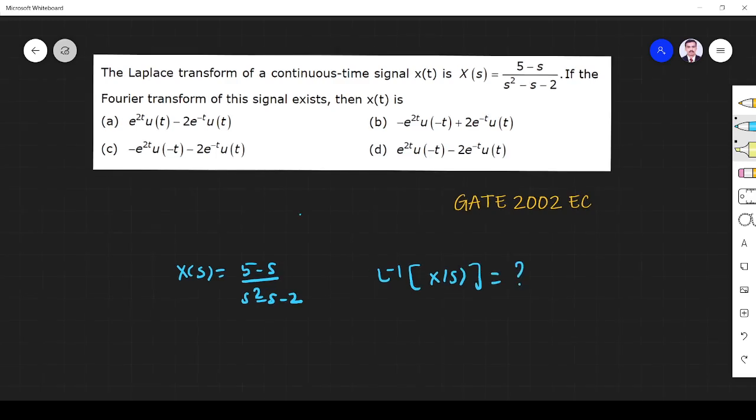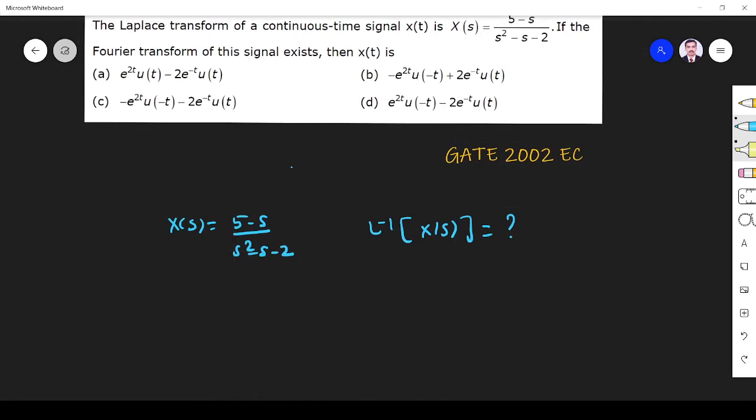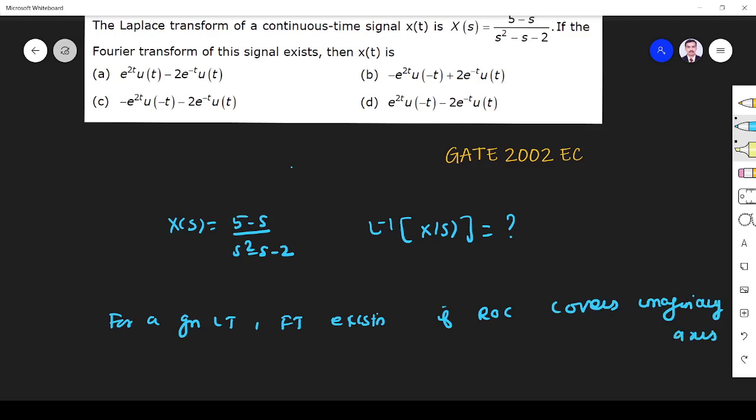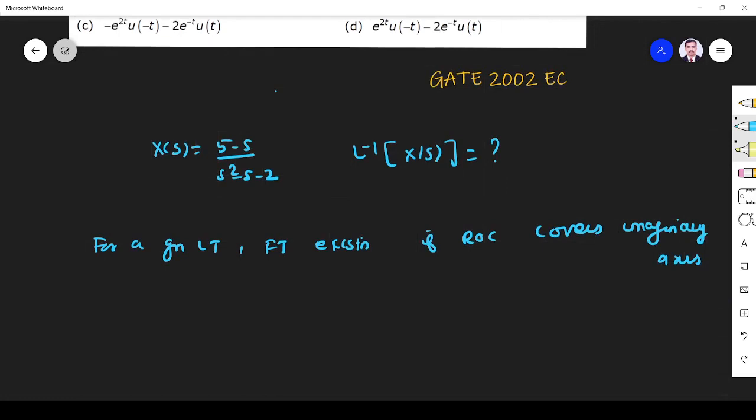For a given Laplace transform, the Fourier transform exists if the ROC covers the imaginary axis. This is a very important point, right? Okay, so first we will see what the ROC is.